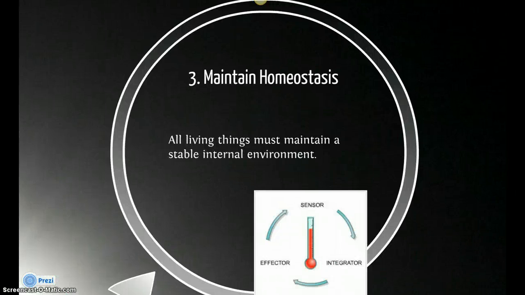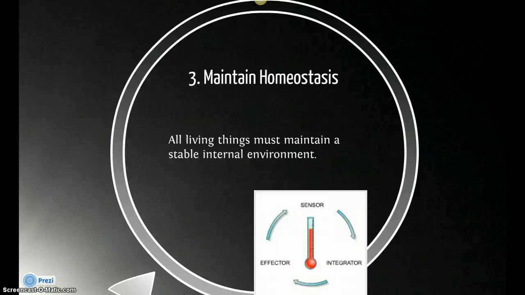Characteristic 3 is homeostasis, a very important part of our study in biology. You will see this word homeostasis from now to the end of the semester, so be sure that you learn it. Homeostasis is the ability to maintain a stable internal environment.